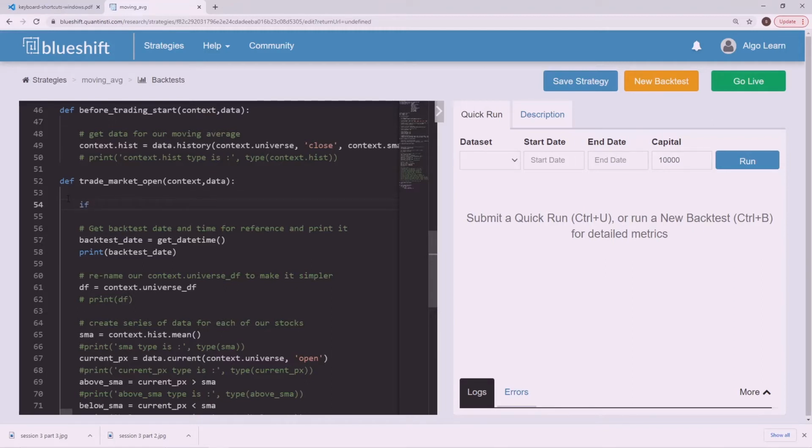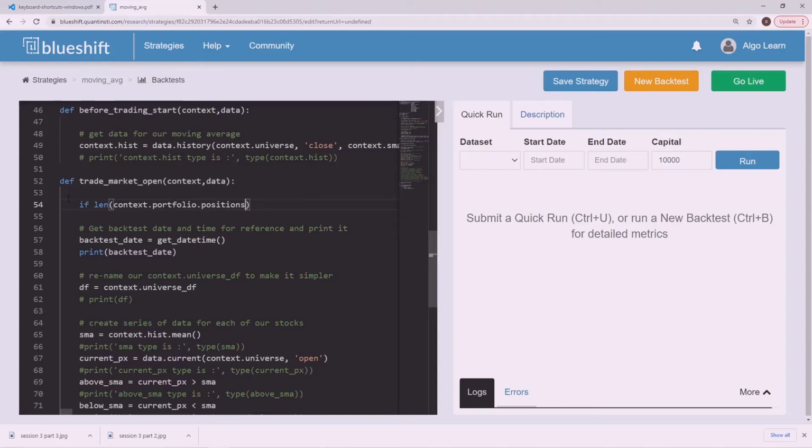So we're going to do an if, and then we're going to use a for loop. So if the length of context portfolio positions. Now I know we haven't defined this, but this is already defined in the engine for Zipline. So anytime we buy, sell, we have an open position, it's going to be held in this context portfolio positions. It's very important to know.